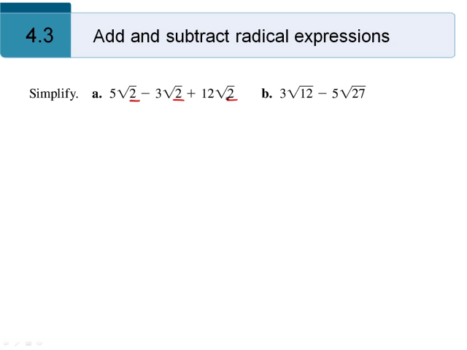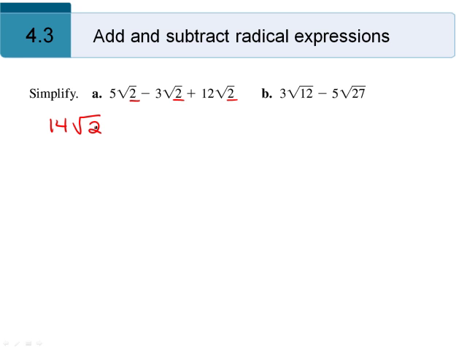They're all like radicals, so you're just combining the coefficients out front. 5 minus 3 is 2, plus 12 would be 14 square root of 2. And that's your answer. Okay, so that one's not too bad because it's basically just like combining like terms.